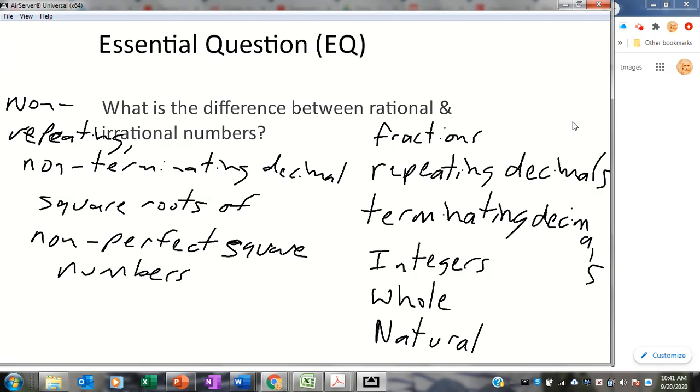And there you go. So there's a good explanation between what a rational and an irrational number are.